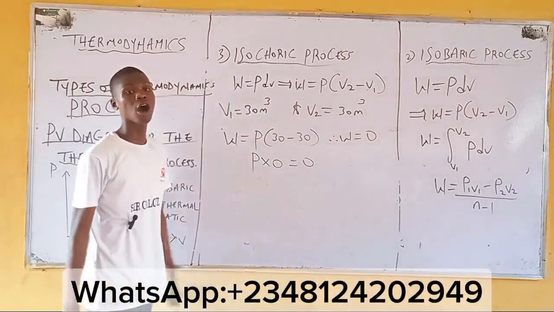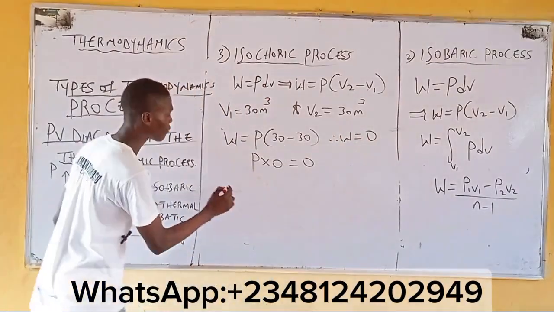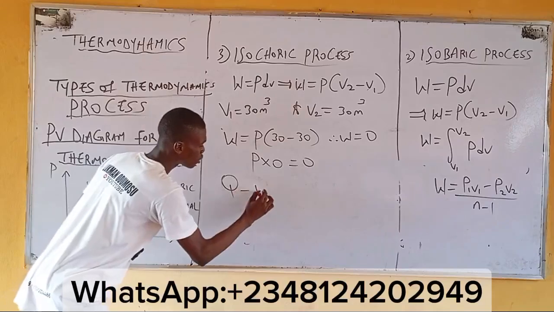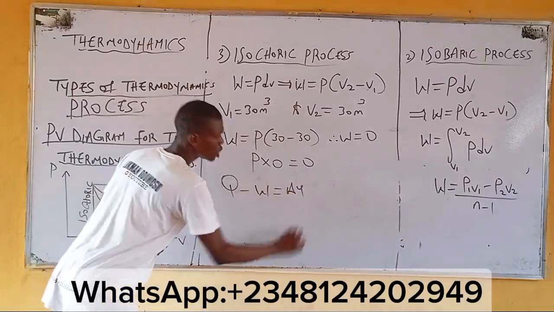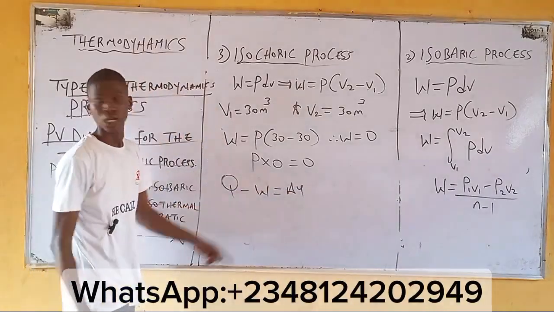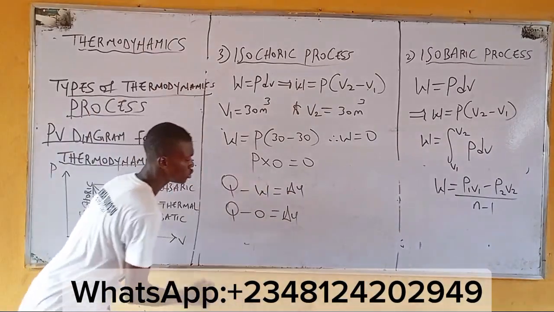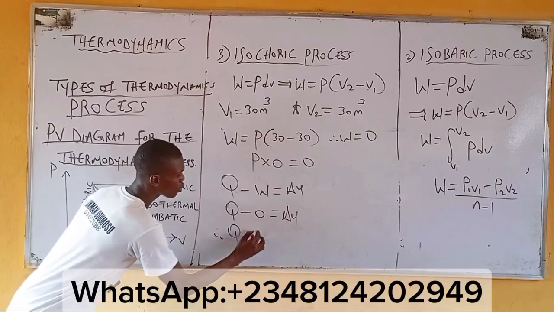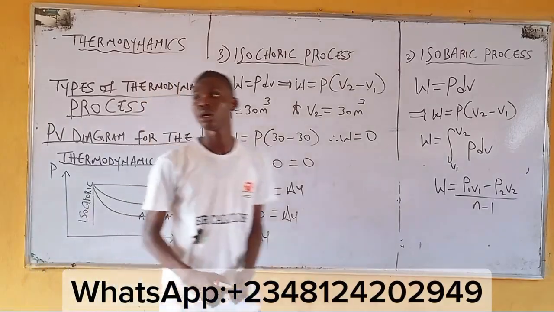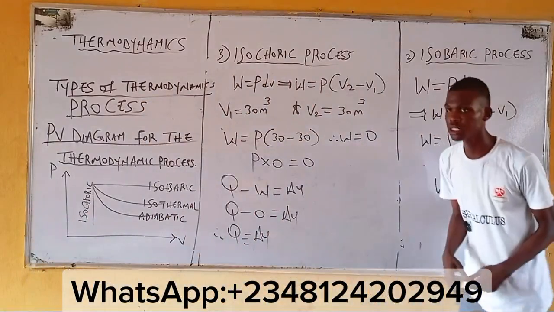Go back to the first law of thermodynamics. By formula, we have Q minus W is equal to change in U. Substitute 0, it becomes Q minus 0 is equal to change in U. Therefore, Q is equal to change in U.